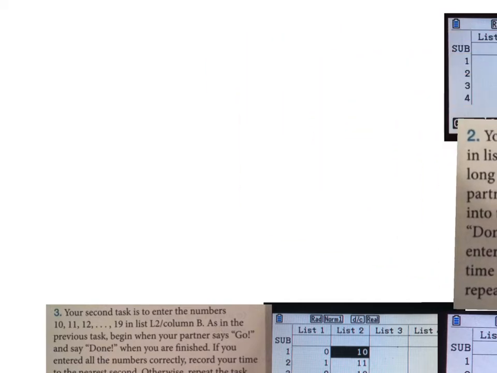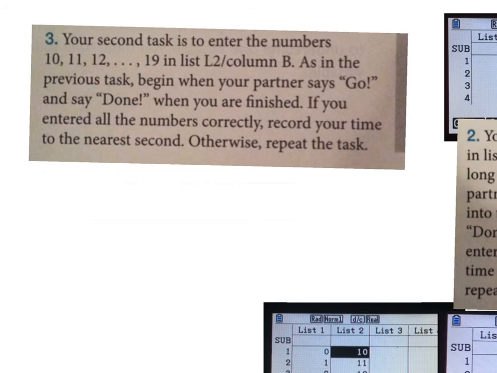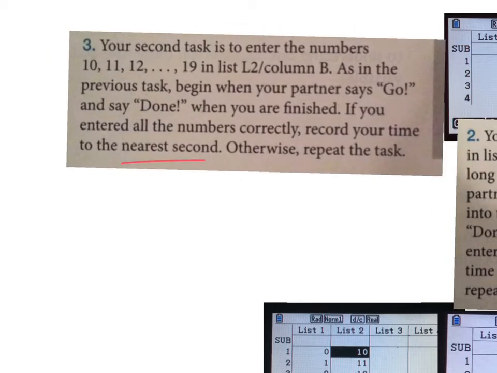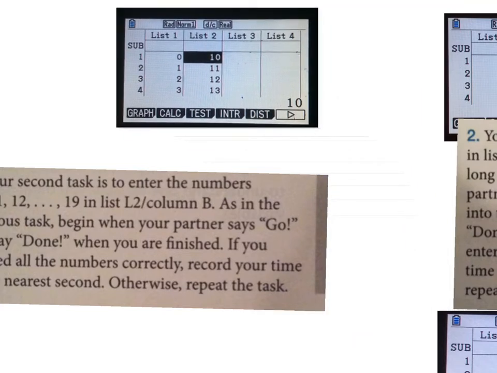Alright, let me move that out of the way. Your second task is to go to column 2 and enter the numbers 10 through 19. And in this column, you're going to do the same thing. Your partner is going to say go, and then when you are done, you will say done. And if you've entered them all correctly, you will record that time to the nearest second. Notice how it says here, to the nearest second. Okay? Now, it should look similar to this. Again, 10, 11, 12, 13, all the way down to 19.